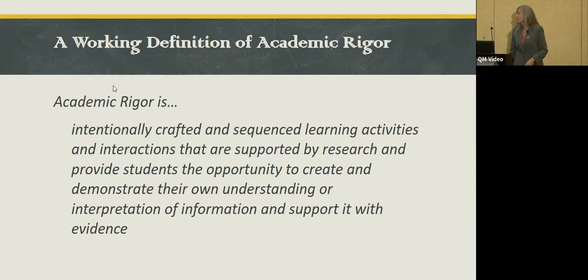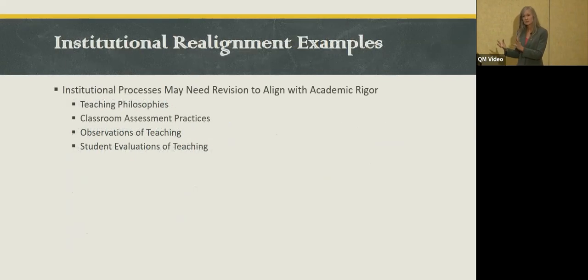Taking these ideas, where rigor is located, and the definition of rigor, and applying them to the institution, it can provide a pathway to see maybe there are some things that we need to revise. A lot of times, some of our institutional processes are based on trends that were started 100 years ago. Well, we have a little bit more data now than we did 100 years ago, so maybe those things need to be revised. So I'll give you a few examples.